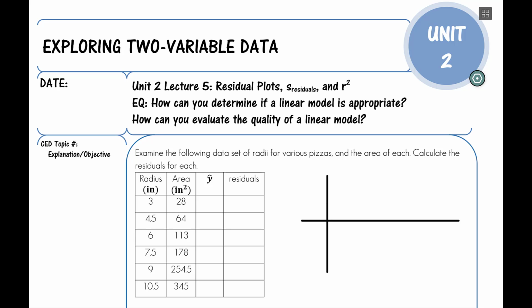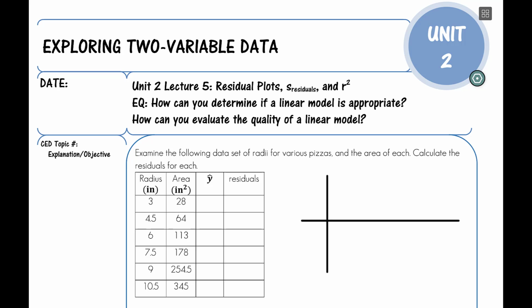Today we're talking about residual plots, the standard deviation of the residuals, and this most mysterious thing called r squared. Essentially, today it's all about evaluating whether or not a least squares regression line is appropriate to even use in the first place, and then evaluating how good it is. So our essential question is basically just that: how can you determine if a linear model is appropriate, and how can you evaluate the quality of a linear model?